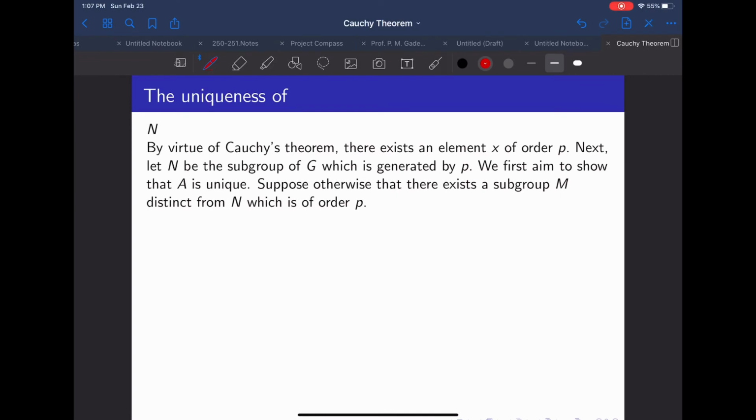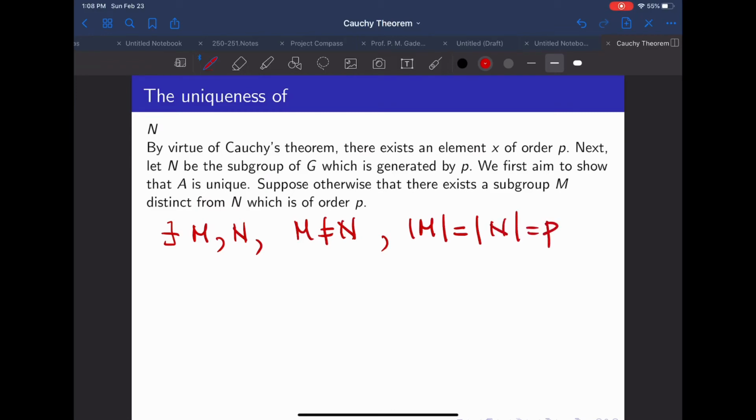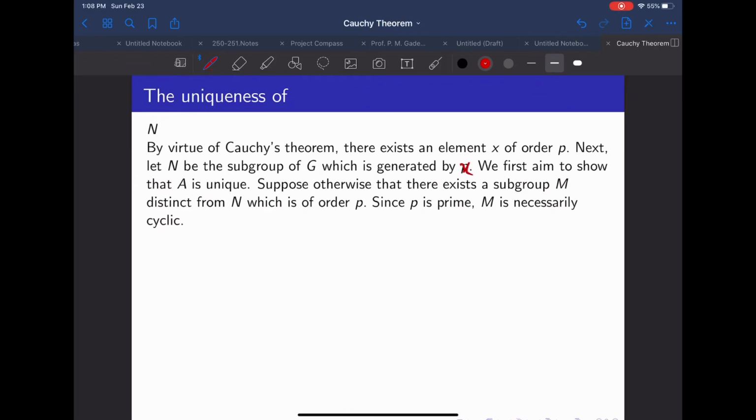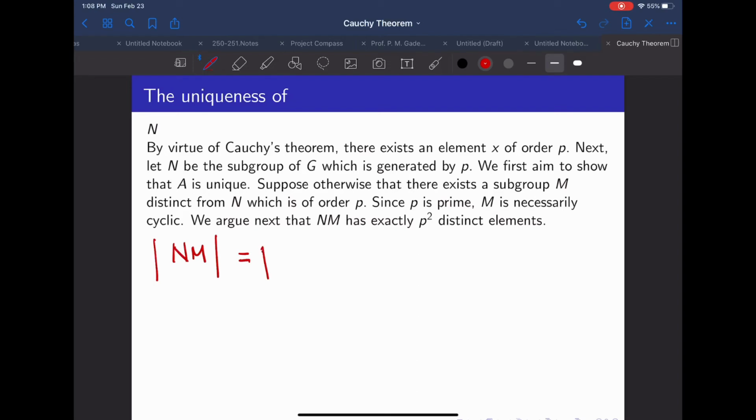Suppose otherwise. So suppose that there exists a subgroup M which is distinct from N, which is of order p. So suppose by contradiction that there exist M and N, M and N are not the same set, and the order of M and the order of N are equal to p. We assume this by contradiction. Now, since p is prime, we know that any group of order prime is cyclic. So M is necessarily cyclic. So we argue next that the set NM has precisely p squared many elements.